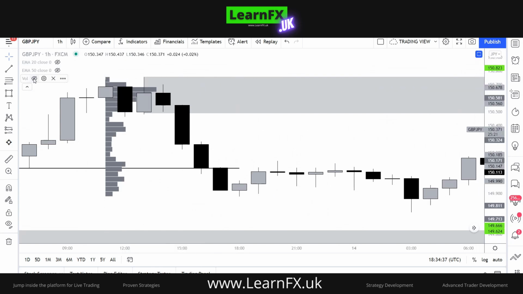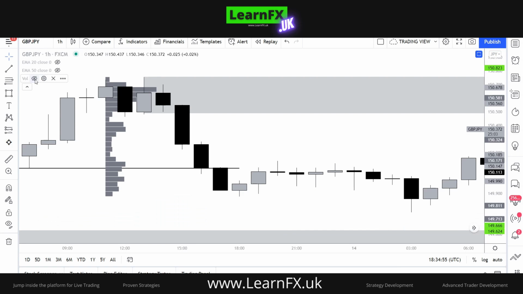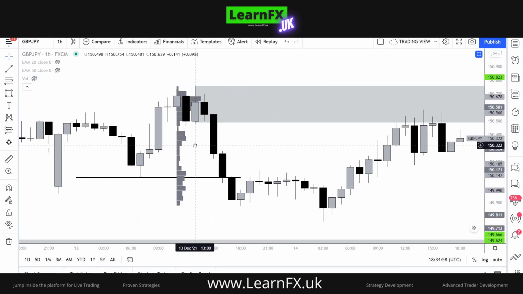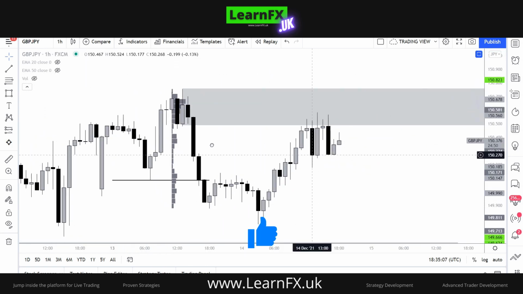Now, this is different to the regular volume because the volume profile is volume by price. Okay, so it's showing you the volume at each price point, whereas the traditional volume used down here is volume by time. So we want to be using volume by price. And as you can see, we've got high volume in and around this price point. Okay, so that is going to validate our supply and demand zone.